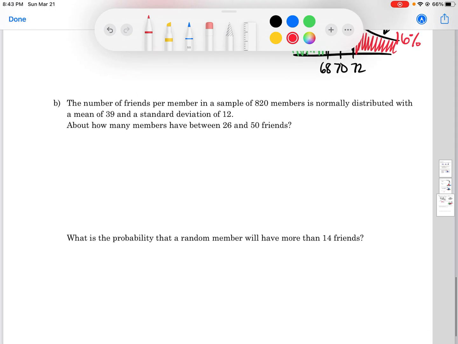All right. The number of friends per member in a sample of 120 members is normally distributed. Immediately draw that bell curve. With a mean of 39, that's the middle, and a standard deviation of 12. All right, so count up 12, down 12. So when we add 12, that's going to give us 51.